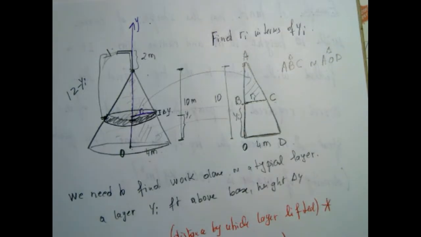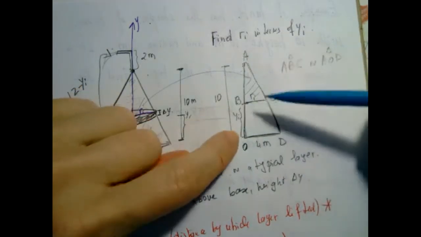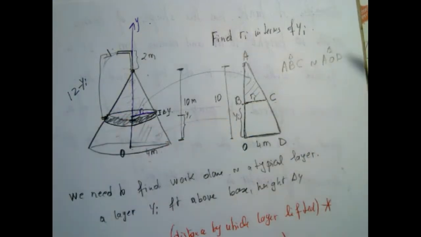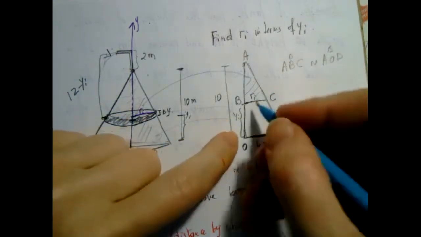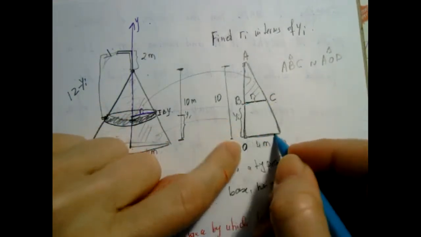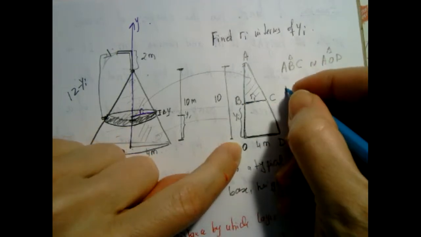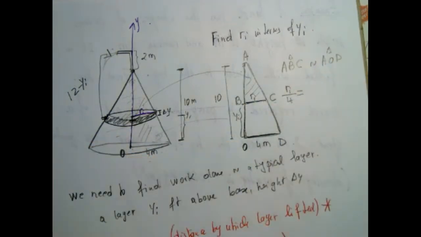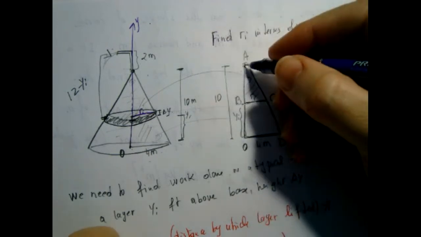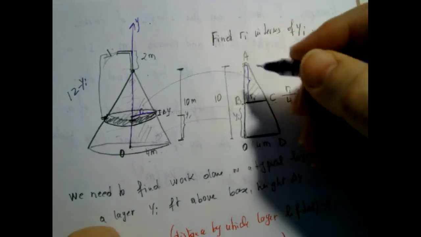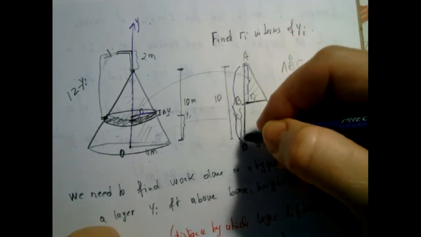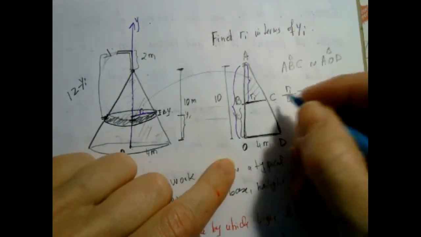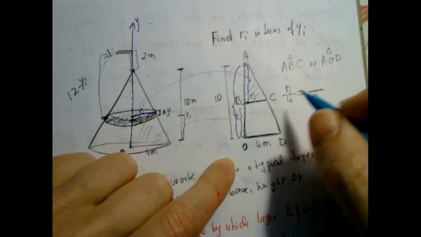Let me use my picture here to set up the relationship between R, the radius, and Y. So that's really what I'm going to be focused on. I'm going to say that the ratio between this side and this side, which is 4, is equal to the ratio from here to here over 10. That's the ratio I'm setting up.